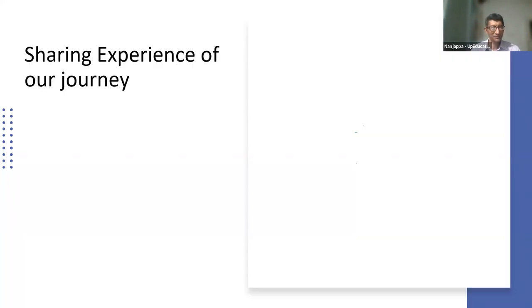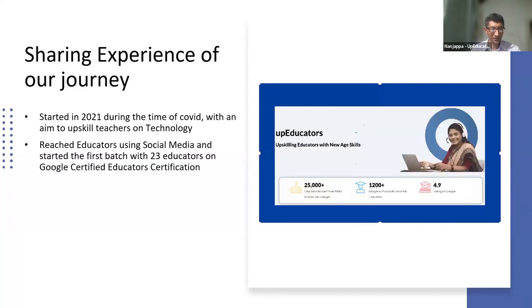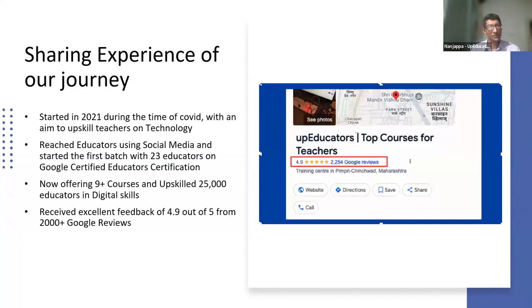Okay. Now, why are we conducting this webinar? Because during the COVID time, up educators started with just one course, Google Certified Educator Program. And now we have not nine, we have about 12 plus courses, and we have upskilled 25,000 plus educators, specifically who have taken the courses with us. And all our courses are online.